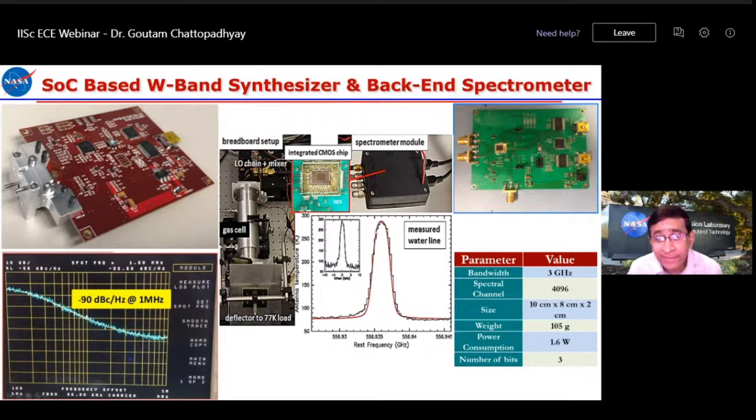So Adrian Tang, again with his colleagues at UCLA, Professor Fang Chang and others, we went ahead and developed this SoC back-end spectrometer. This is 3 gigahertz bandwidth and 4096 channels, and it draws only 1.6 watts. So from 8 watts, we brought it down to 1.6 watt. That is again a huge improvement. Without these two developments, we could not have put together this instrument. So it was very much needed.